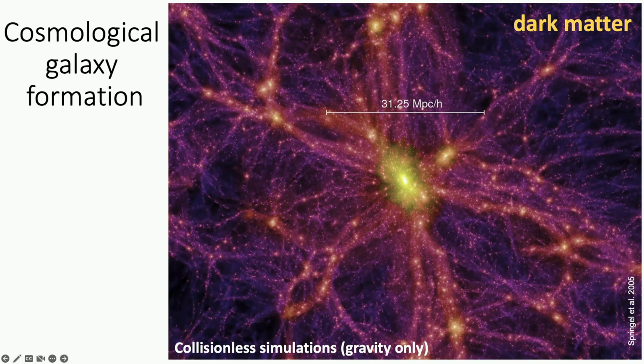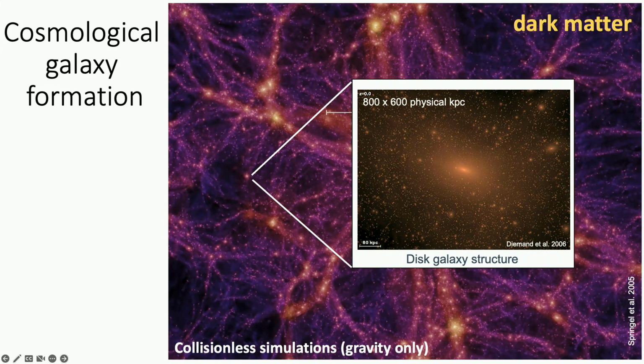To give you a sense of scale here, we're looking at 100 million light years. And in this simulation, I can pick one of the little dots that would be about the right mass to host a galaxy like the Milky Way, and I can simulate it at higher resolution. Again, this is a dark matter only simulation. Now we've zoomed in by a factor of tens, so we're looking at the scale of almost a megaparsec.